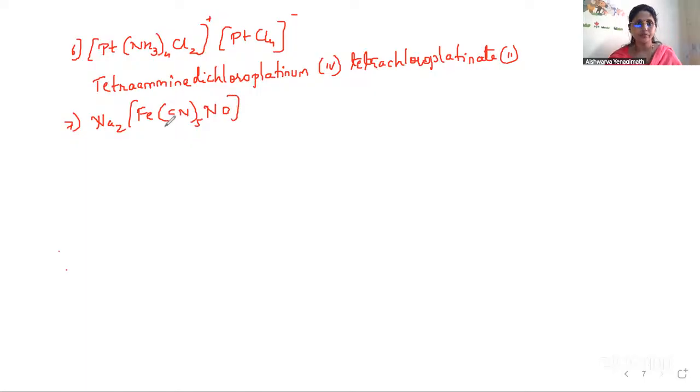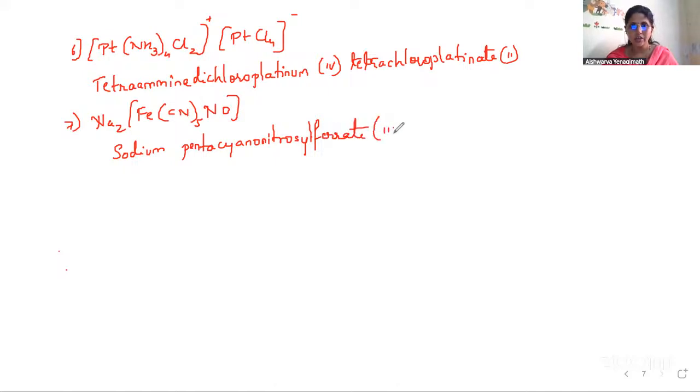Na2[Fe(CN)5NO]. So how do you write the name? Na stands for sodium. Then 5 CN are there, so penta, cyano. Then NO is there. What is NO? Nitro, nitrosyl. Correct? NO. Last time, when talking about ligands, I have told you. NO stands for nitrosyl. And this is ferrate with charge of 3.